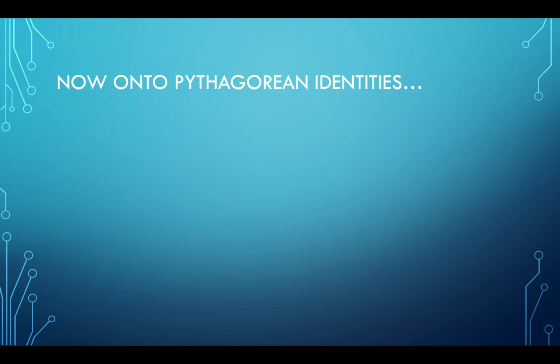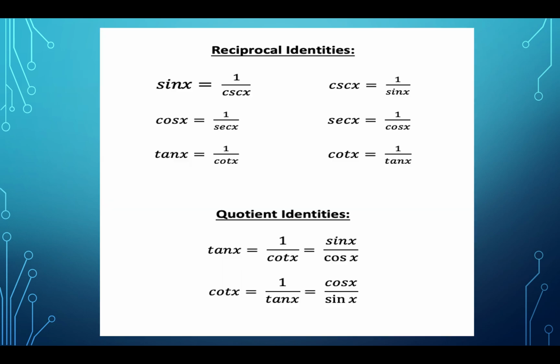Now we're going to work with our Pythagorean identities. So the first thing I give you guys is all your reciprocal identities. These, I'm going to explain now. So these work both ways. So you can have 1 over CSC is equal to sine x, or sine x is equal to 1 over CSC.